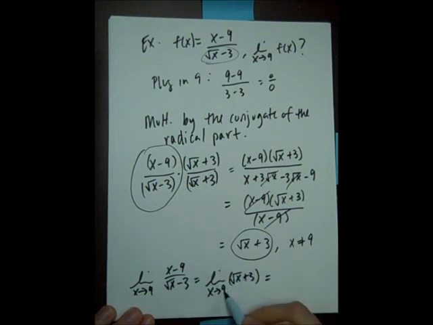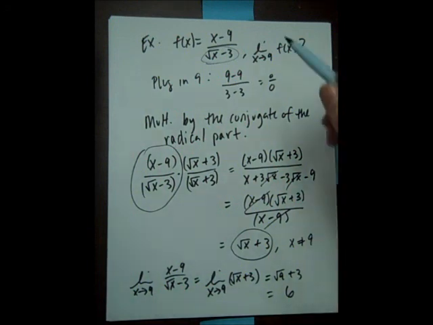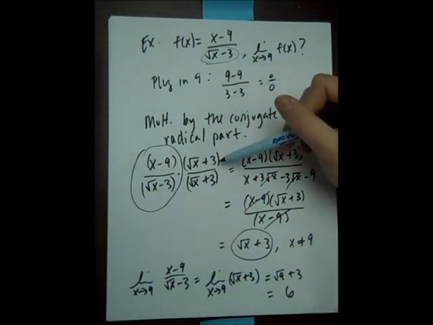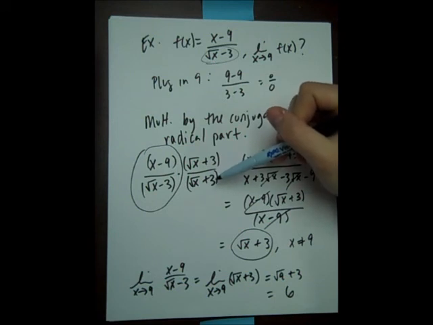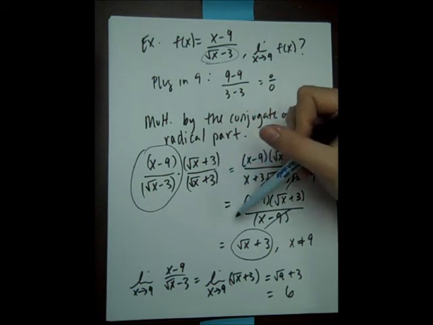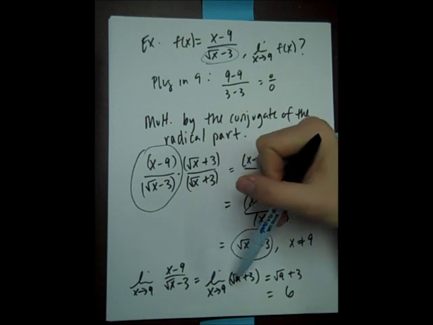And now what is this? Well, I can plug in 9 to that. So I'll get the square root of 9 plus 3, which is 6. So by multiplying by the conjugate of the bottom, or with the conjugate over itself, because you can only multiply by 1, you can't change the problem, I was able to find an equal limit where I could just plug in 9.